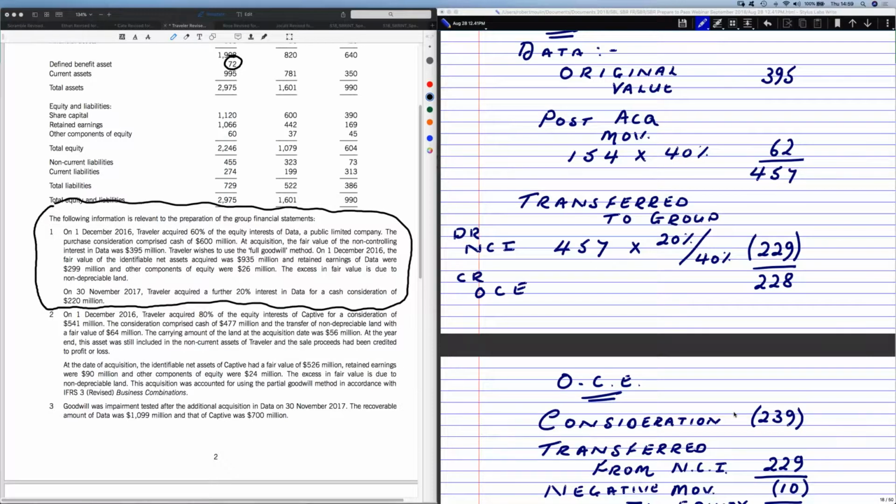If the goodwill was impairment tested on the 31st of October 2017, what percentage of the impairment will be allocated to the group? Jodie is saying 60%. Vicky's saying 60%. Letitia's saying 40%. Crystal's saying 60%.